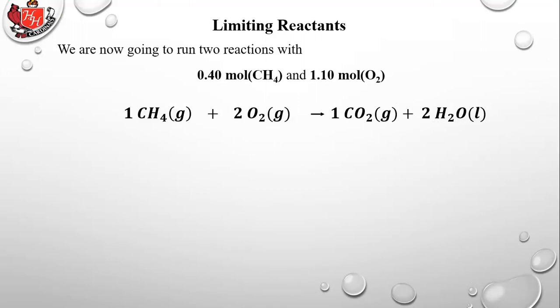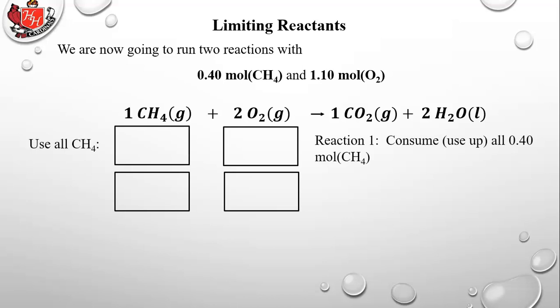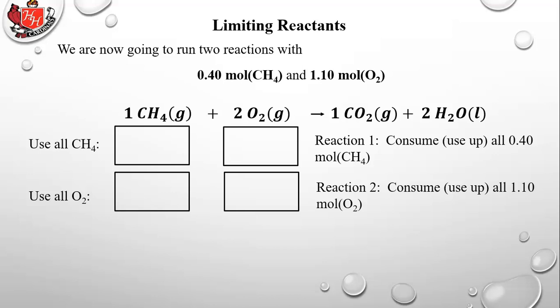Okay, so that's what we have to work with in terms of moles. 0.4 moles of CH4 is what we've been given, and 1.1 moles of O2 is what we've been given. There's the boxes. There we're setting it up, top and bottom. Reaction 1, the top row uses up all of the CH4, and the bottom row uses up all of the O2.